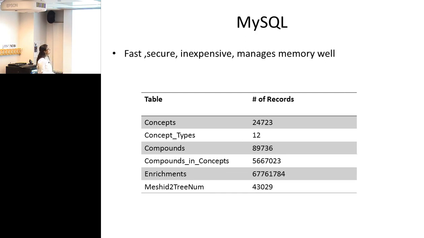This is the overview of our tables. Like concepts, there are around 24,000 plus concepts which are distributed in 12 different concept types like mesh, KEGG, as Raymond mentioned. And there are around 89,000 compounds which have either PubChem ID, KEGG ID, or both, and remaining tables.